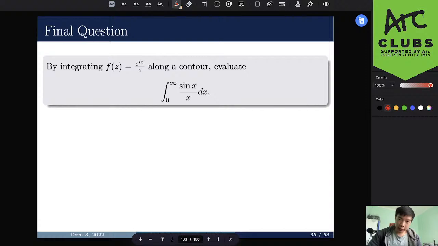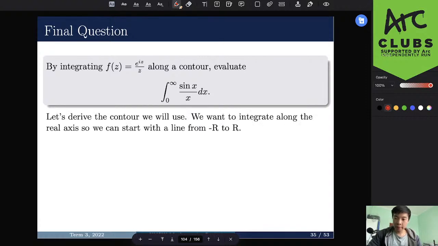So they want us to integrate a function which they give us, which is e to the iz over z, and they want us to integrate along a contour. Of course, they don't give us the contour, so we have to develop one ourselves. The main thing we want is to integrate along the real axis, from minus infinity to infinity. But we can't have a contour with an infinite line in it.